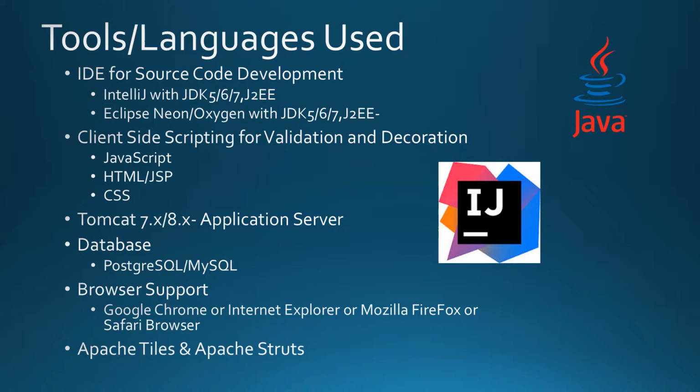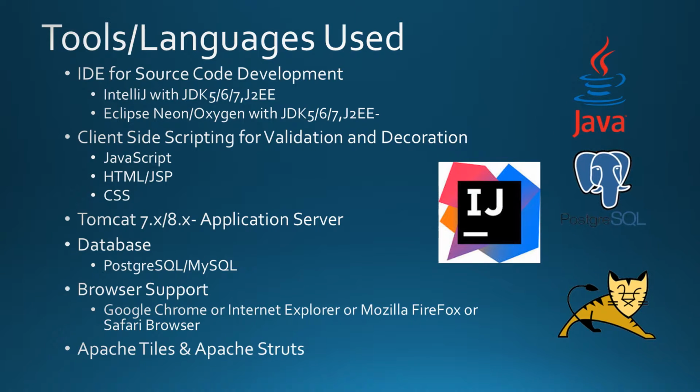The client-side scripting for validation and decoration is done through JavaScript, HTML/JSP, and cascading style sheets, which is CSS. The application server we chose to develop this application is a Tomcat 7.x or 8.x application server. And the database we chose could be PostgreSQL or MySQL. This application is supposed to run on Google Chrome, Internet Explorer, Mozilla Firefox, or Safari, so our browser base can run on any kind of platform. Thank you.